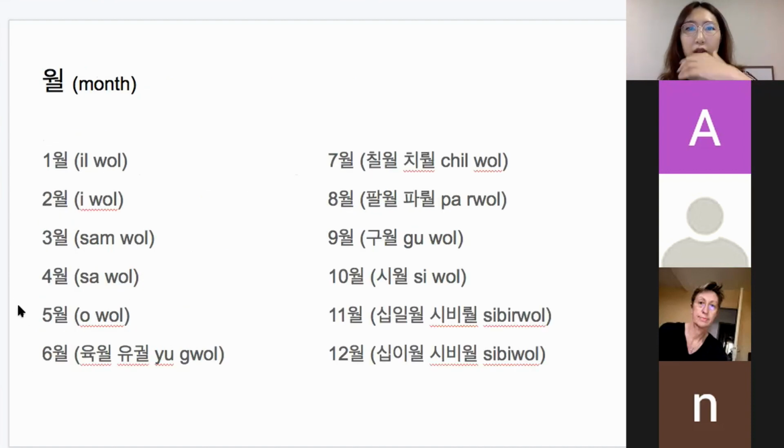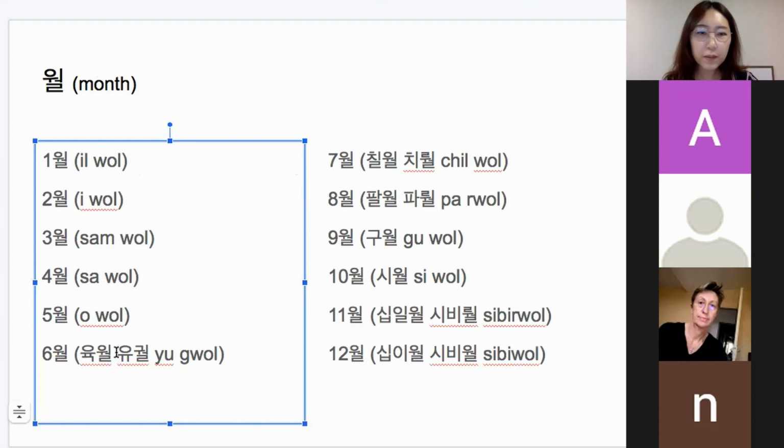Actually, in here, 6월. We wrote it down in here. But we say like, I'm not sure this one is correct, instead of 유월 we say like 유월. I'm sorry, but I personally say both. I think you are. I will check and let you know later.